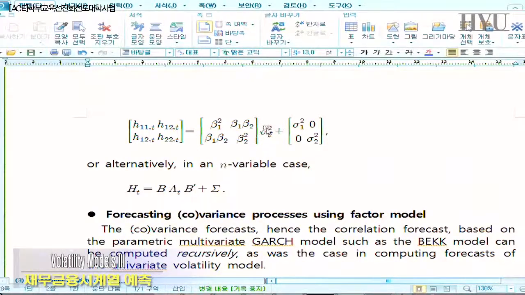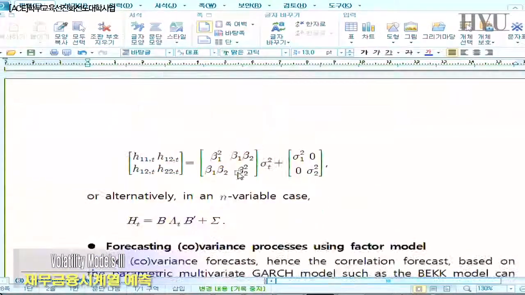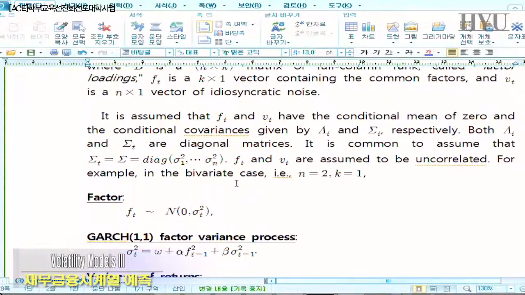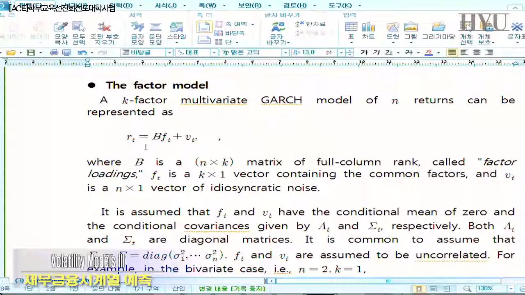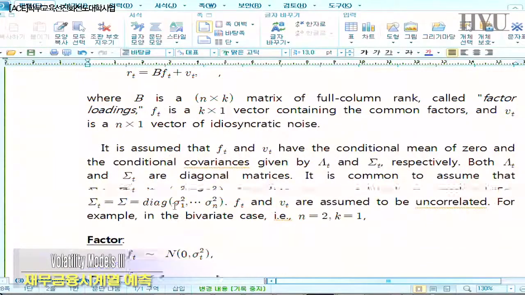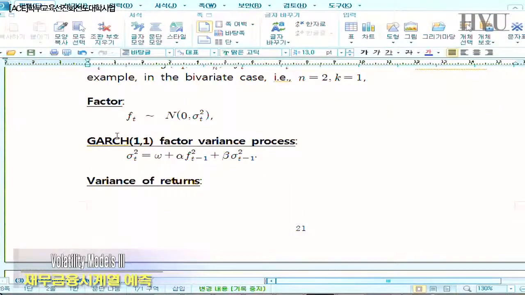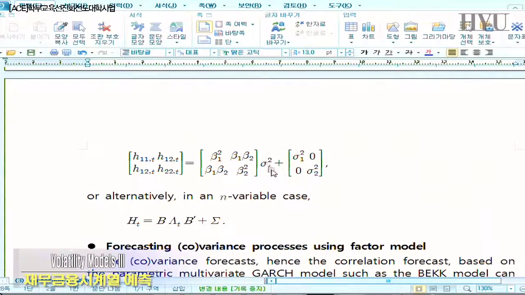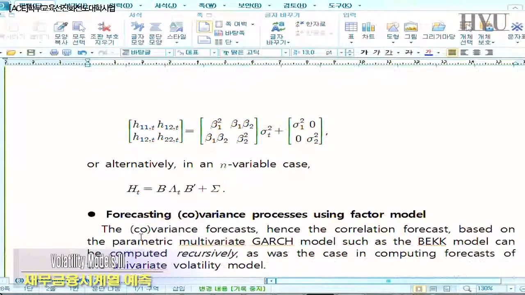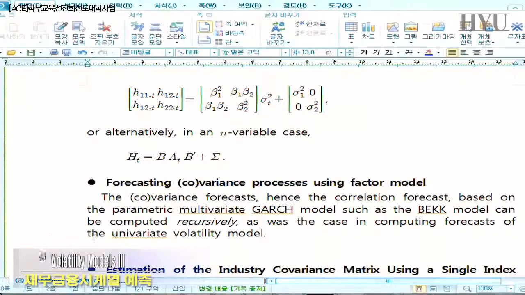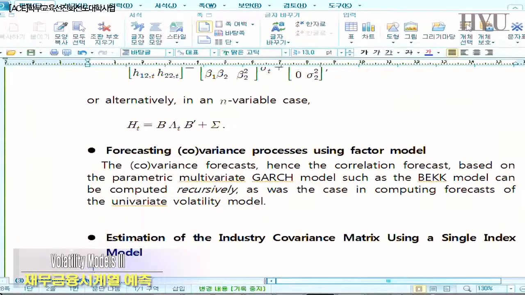Because you specify this, here the betas are coefficients of this matrix, vector, okay? So if you estimate those parameters along with the covariance here, then you can recursively generate the forecast right here. If you generate the forecast, then multiply appropriate numbers, you will get this number as a forecast, right? So that's what it says. You can calculate recursively. Okay?